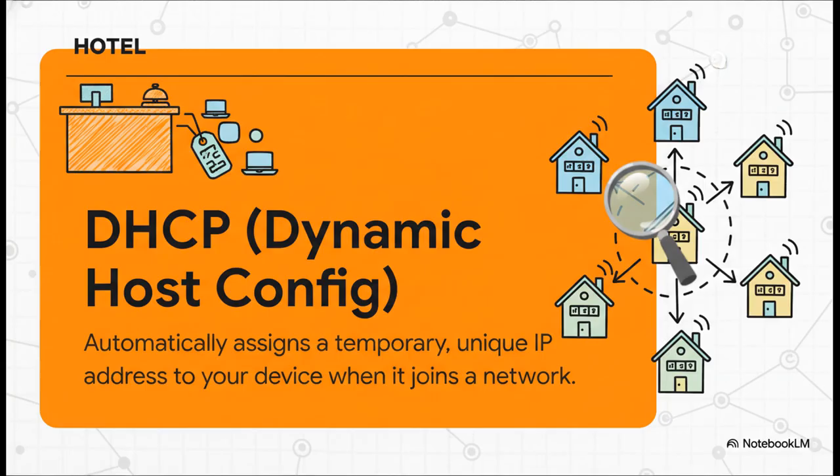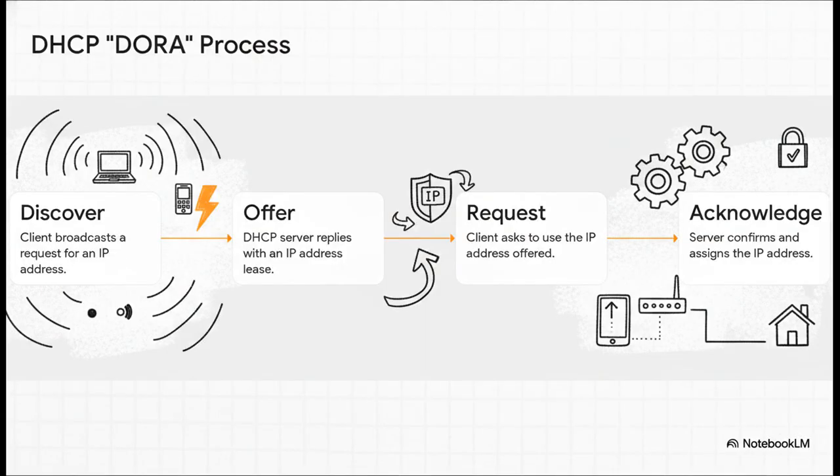Before your click can even think about leaving your house, your device needs a local address. You can think of it like a hotel room number. The second you connect to Wi-Fi, a system called DHCP acts like the front desk. It automatically hands your device a temporary IP address so the router knows exactly which device to send information back to. And this all happens through a lightning-fast four-step chat called DORA.